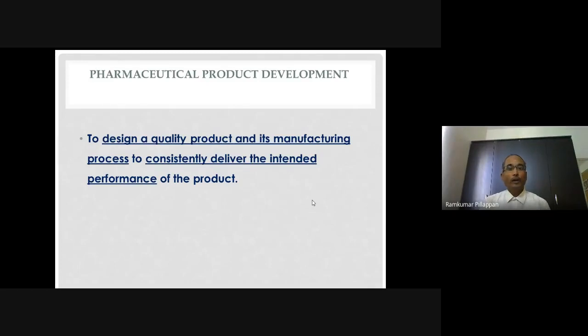To design a quality product and its manufacturing process, to consistently deliver the intended performance. The word consistently is important. If one batch is good and the next two batches are not good, you are not going to survive in the market. So you deliver your performance consistently, both in the product as well as in the process.